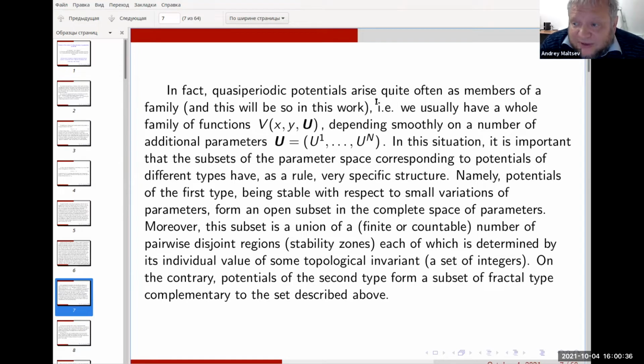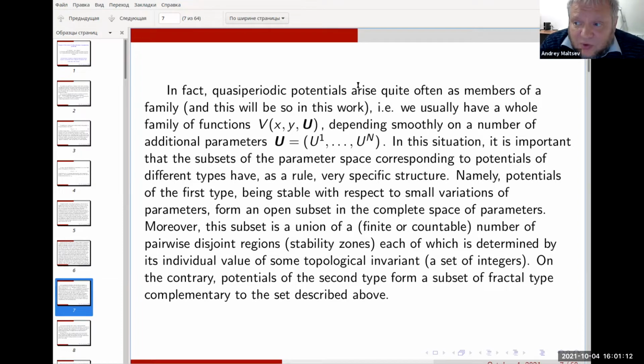For example, if we consider the potentials in systems of cold atoms, and we use the interference pictures of standing light waves, laser waves in such systems, we have a lot of free parameters when creating such potentials. For example, that can be amplitude of waves, directions of waves, periods of waves, maybe some phase shifts, and so on and so on. So we usually have a finite but big number of parameters which parameterize our potentials.